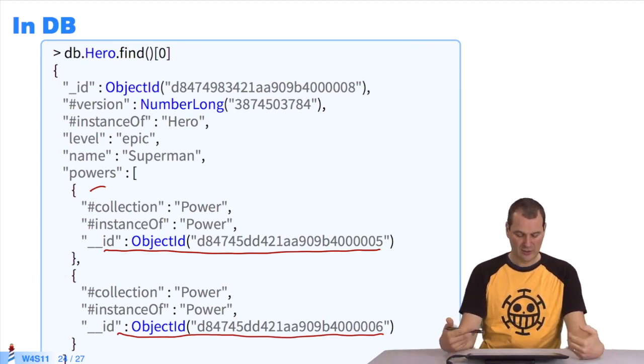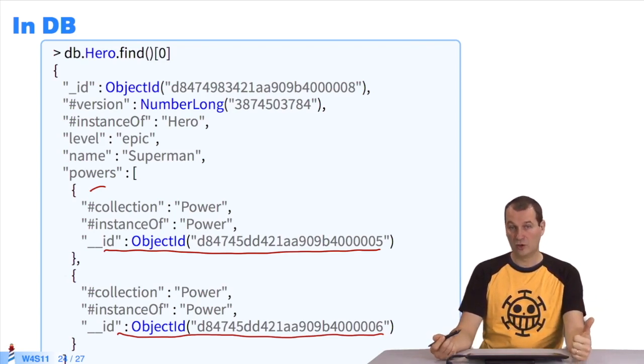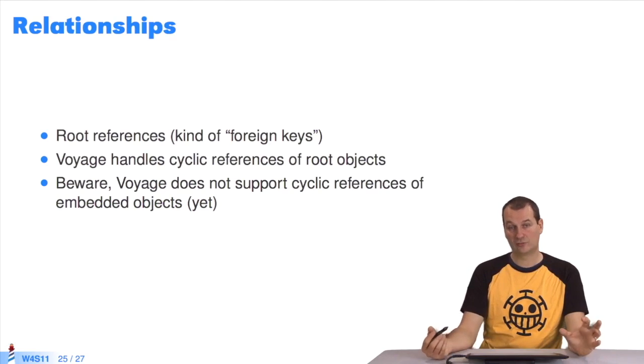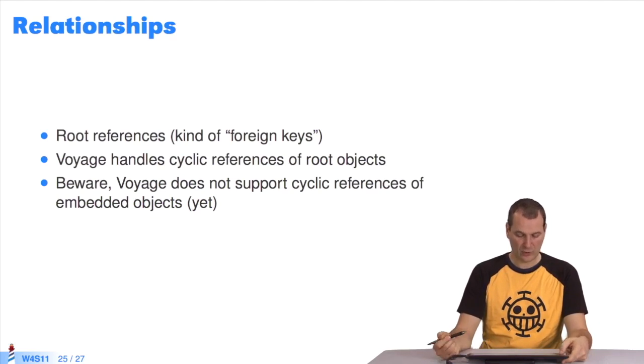This silly example is just to give you an idea. Actually, if I repeat myself, you define a domain root if you want to query it or share objects in the root. In Voyage, relationships are expressed the way foreign keys are in relational databases. Voyage automatically handles cyclic references of root objects. But be careful, Voyage does not support cyclic references between embedded objects. You'll experiment and see. If you have roots, you're home safe.